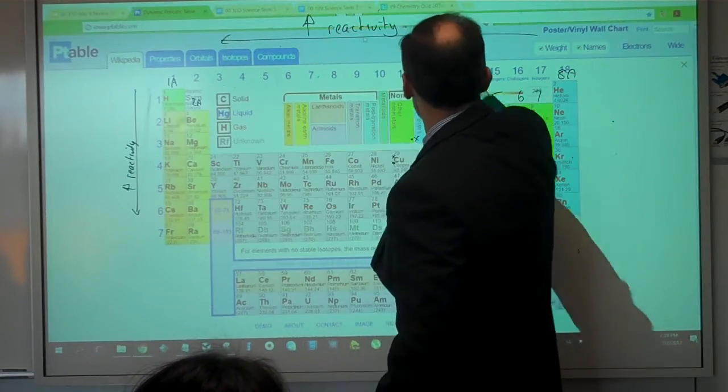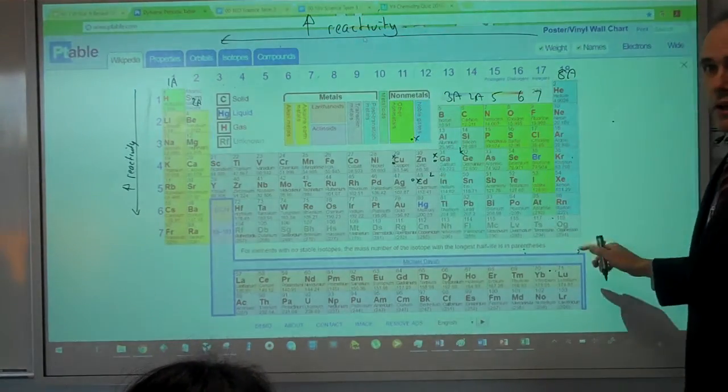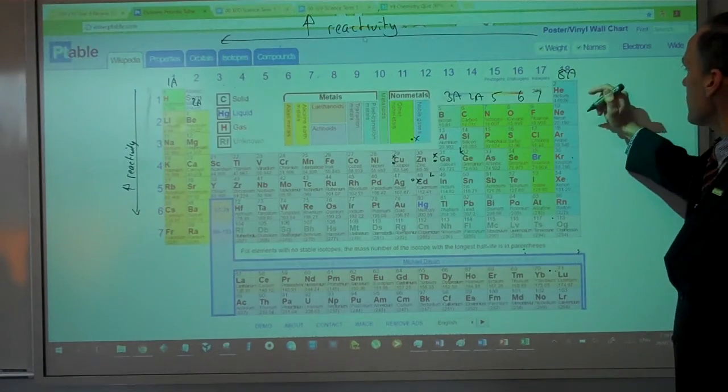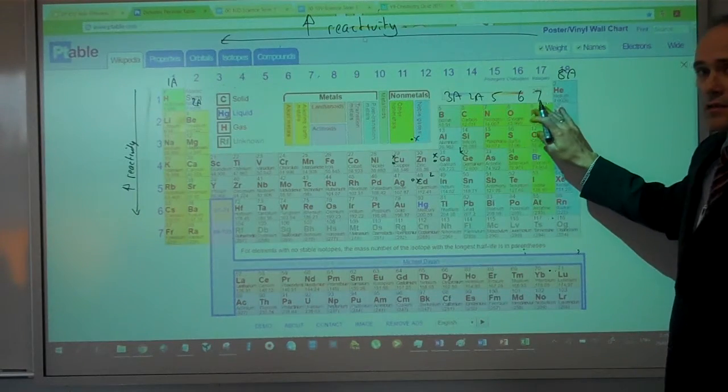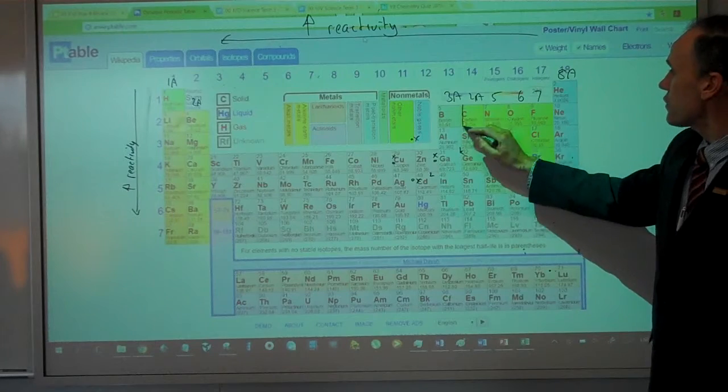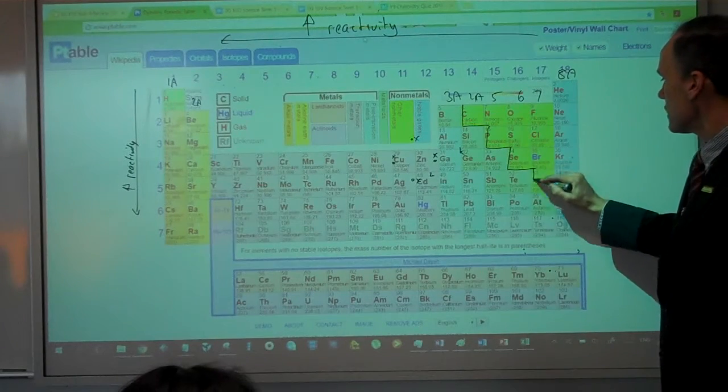So the noble gases, of course, don't react in any meaningful way. And so you have least reactive in this top corner. You should have the jigger. What does the jigger indicate?